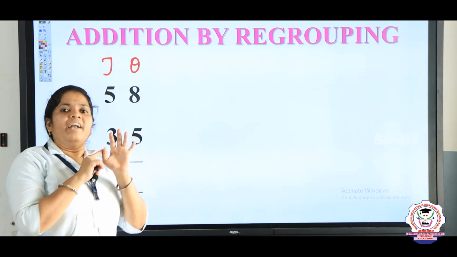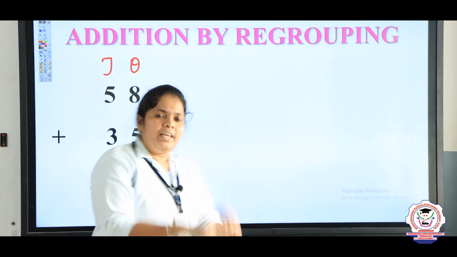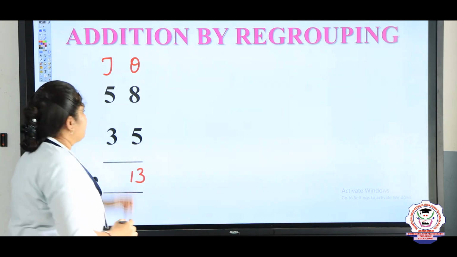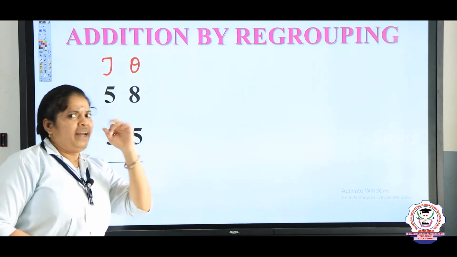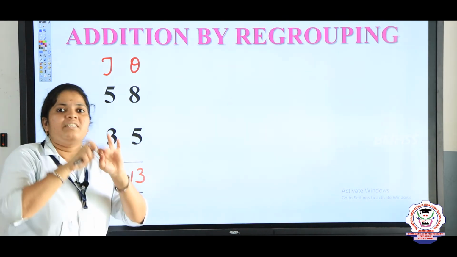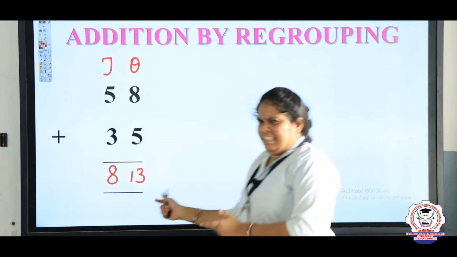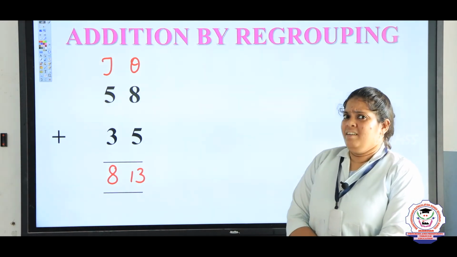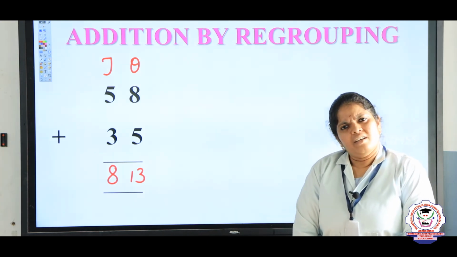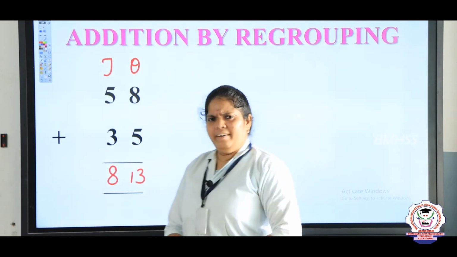8, after 9, 10, 11, 12, 13. Fine. Shall we write here 13? Okay, fine. Next, 5 in the mind, 3 in the finger. 5, after 5: 6, 7, 8. 8 is the answer. Whether this is correct, tell me, is this a correct format? Correct. Ma'am, this is correct.